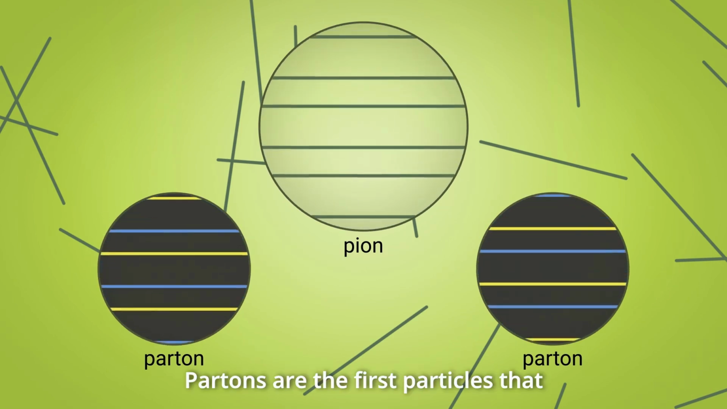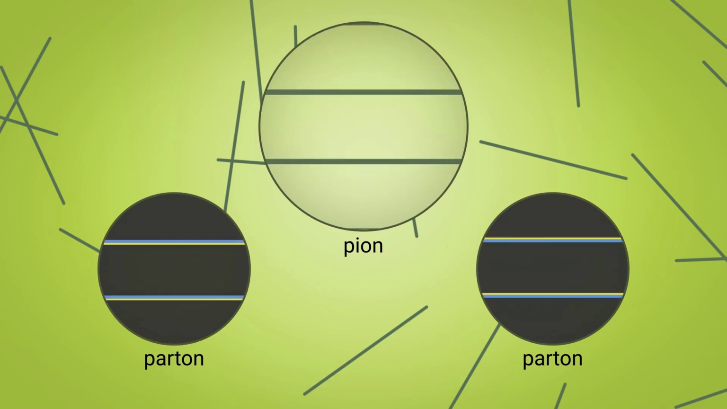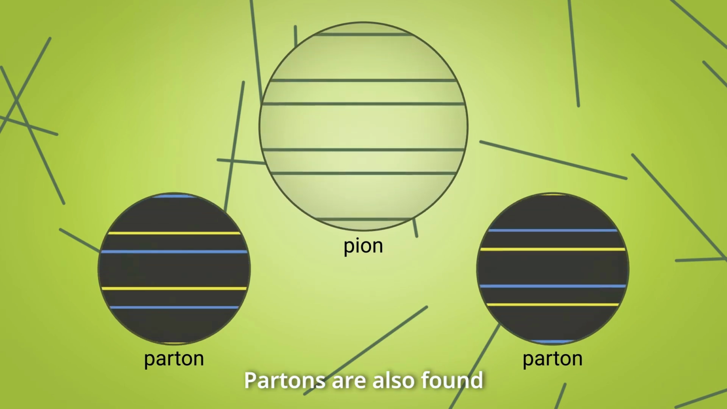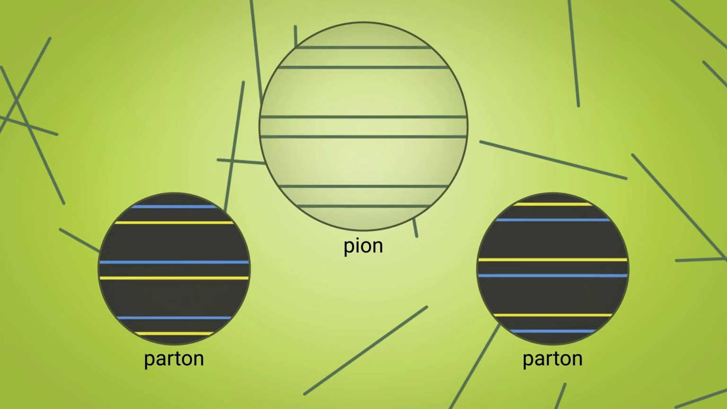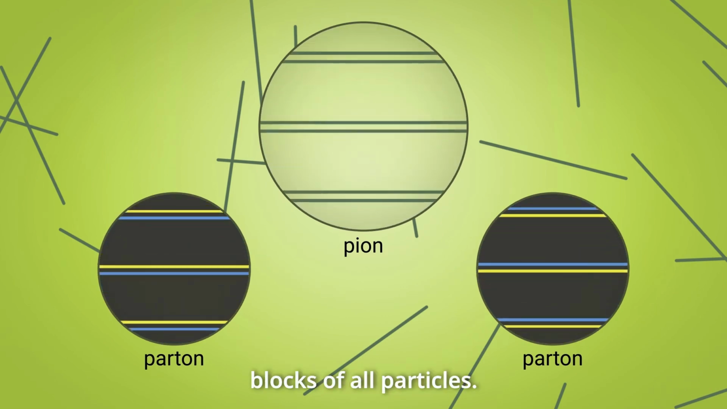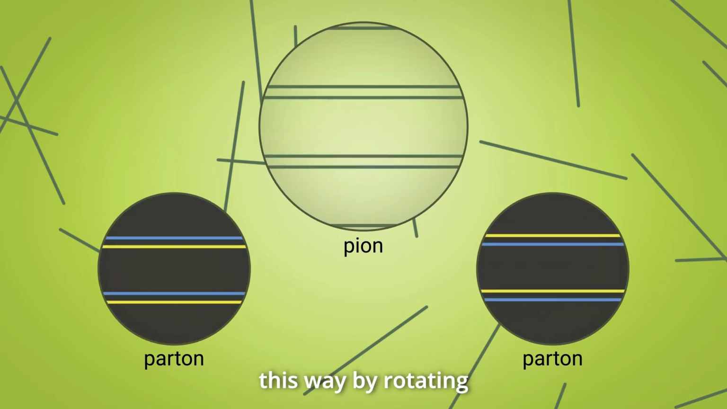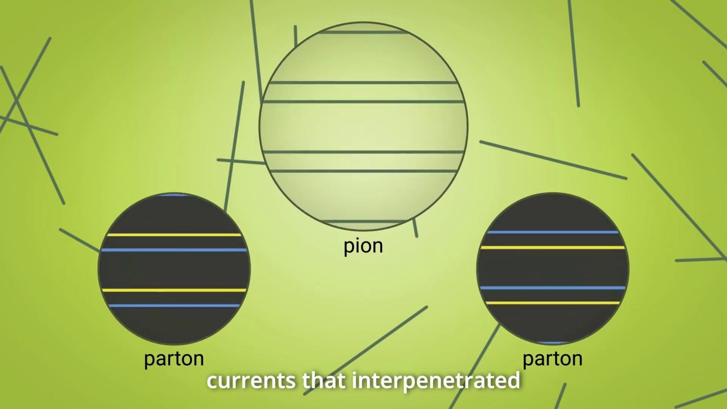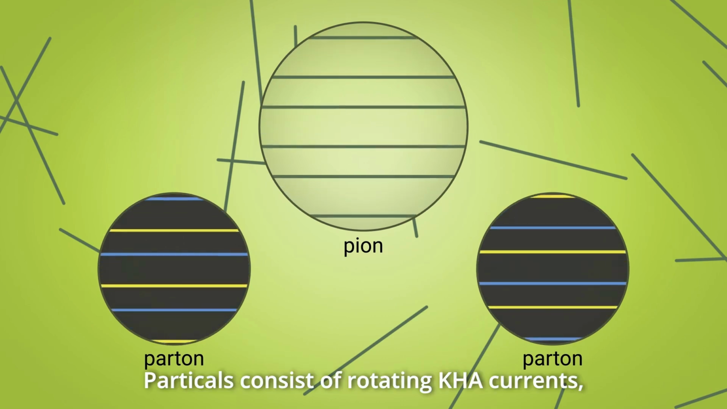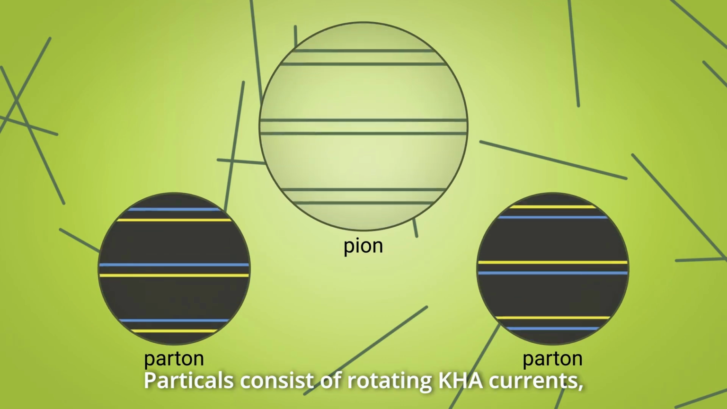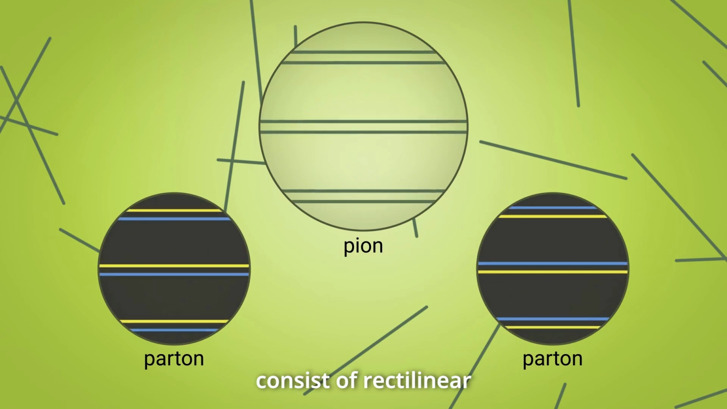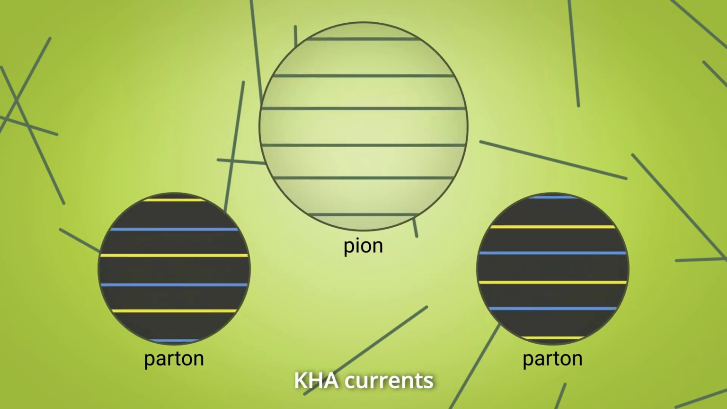Partons are the first particles that formed in the universe. Partons are also found in modern laboratories. They are the building blocks of all particles. All elementary particles were built up in this way by rotating currents that interpenetrated each other. Particles consist of rotating Kerr currents, whereas neutrinos consist of rectilinear Kerr currents.